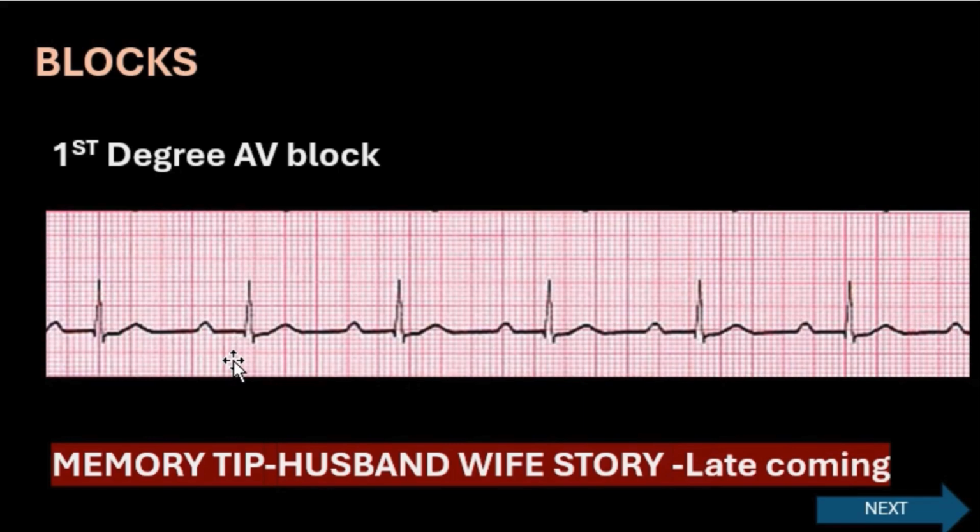This prolonged means, see, once the couple is married, for the beginning days, the husband will come regularly on time. That is the normal sinus rhythm. Here, in first degree AV block, it is just like the husband is coming every day late. He is coming every day, but he is coming late every day. So that is first degree. This is the start of block, first degree AV block.